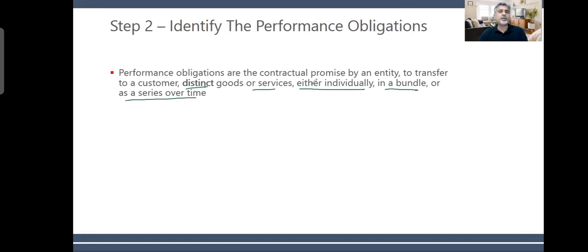I told you a performance obligation could be selling a car with warranty. So one performance obligation is delivery of the vehicle, and the second obligation is providing you the warranty. This is a bundle.